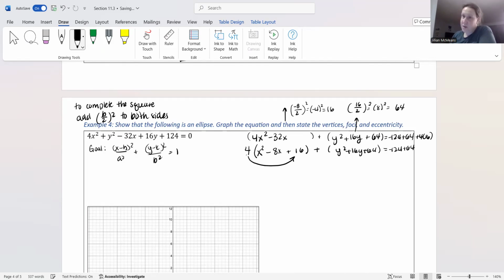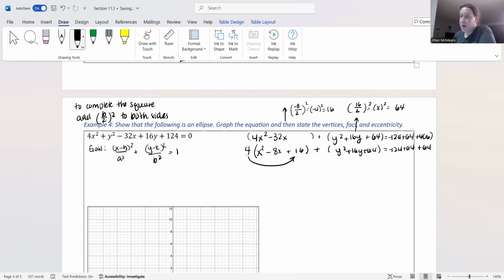And 4 times 16 is just 64. All right, so again, you have to keep in mind that when we distribute this 4, we're really distributing the 4 through the x squared, the negative 8x, and the 16. So even though inside parentheses, when we completed the square, we just added a 16 to compensate for what's really happening on the left, we have to add 4 times 16 on the right, okay?